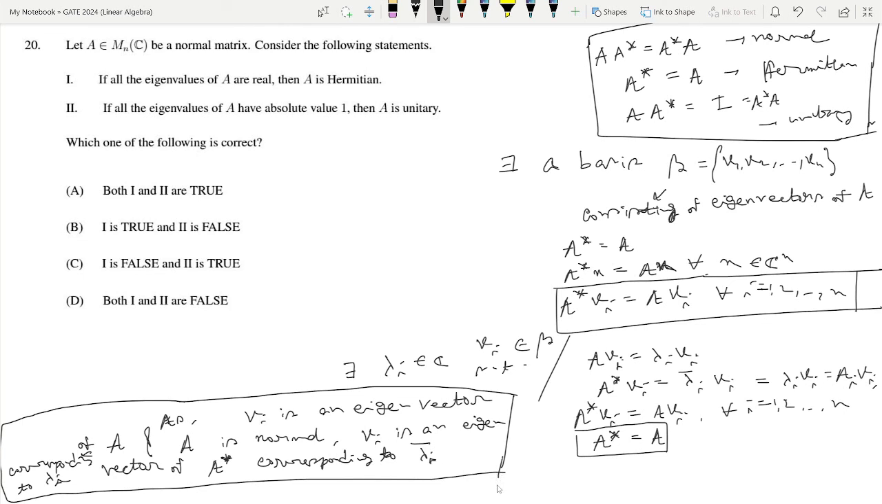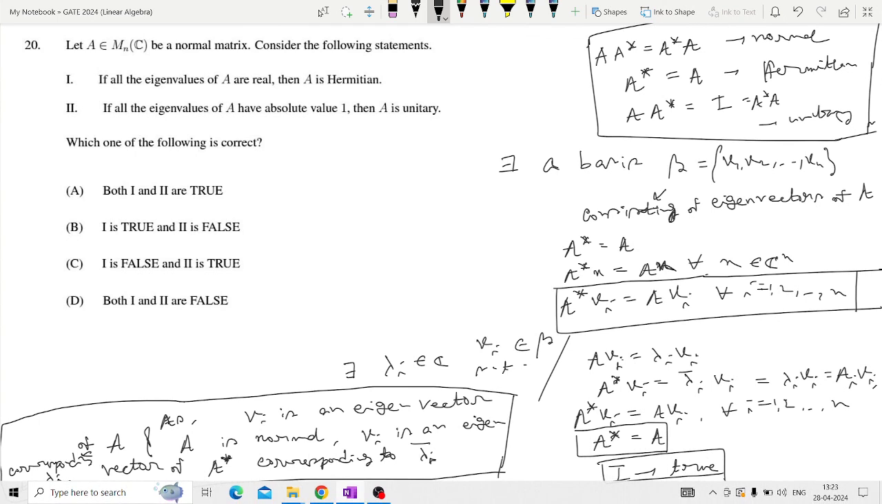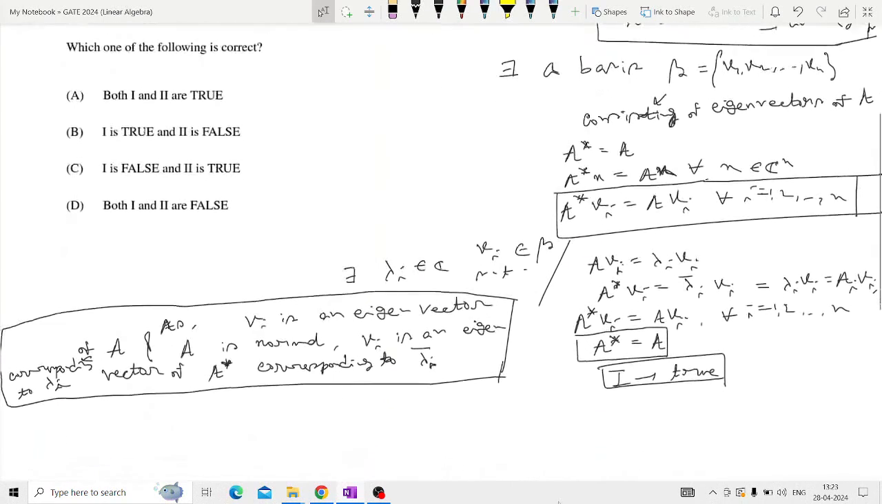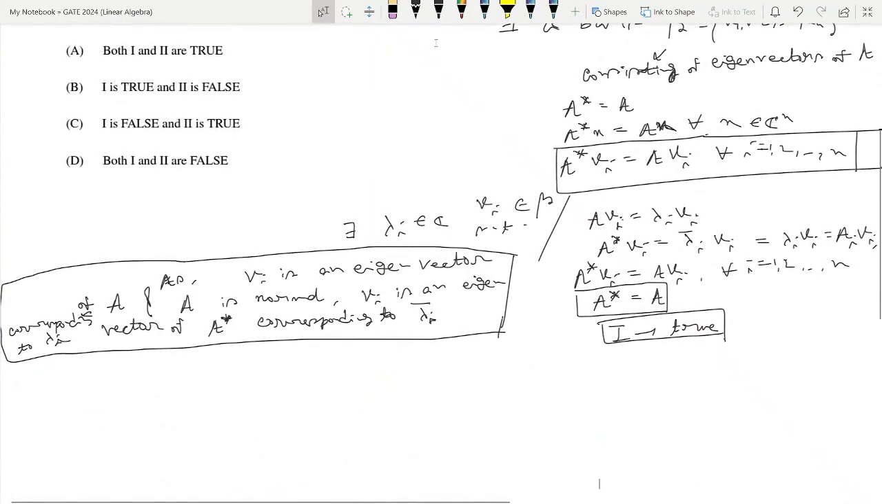So now look at option 2. Statement 1 is a true statement. Option 2: if all the eigenvalues of A have absolute value 1, then A is unitary. We prove this result. Actually, this statement will also be true, and we will prove this using the same argument, that we now show A star A equal to I.